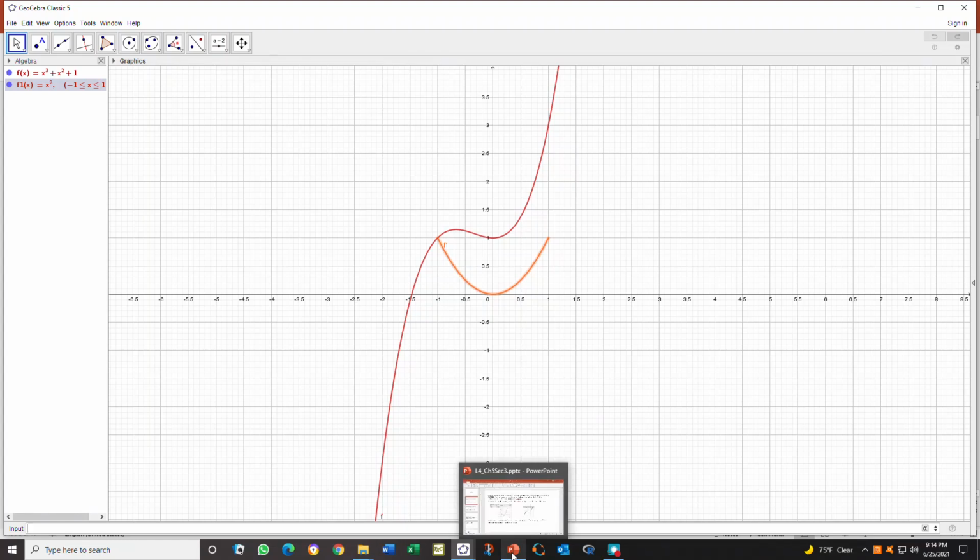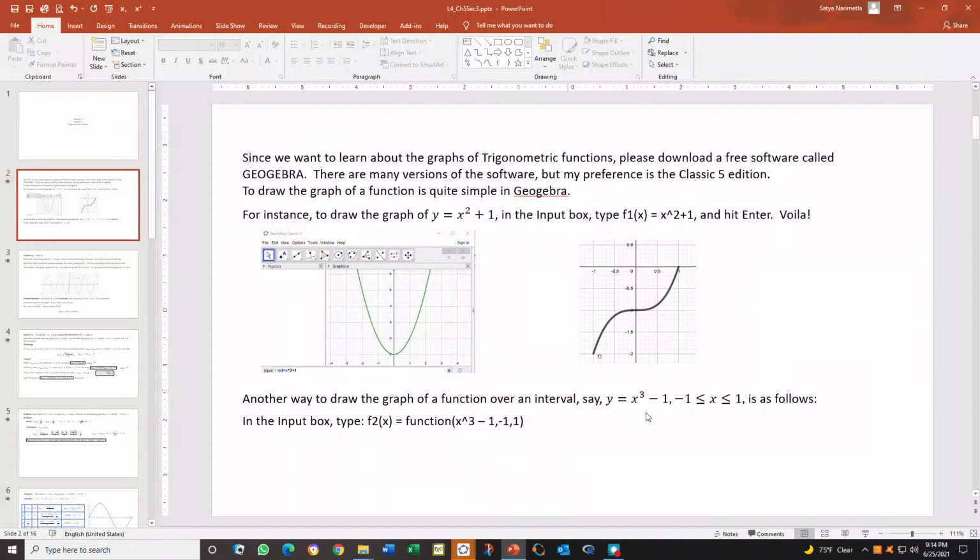Cool. So let me get back to my PowerPoint. What did I say here? Let's quickly go. For instance, to draw the graph of y equals x squared plus 1, in the input box, this is what I showed you, right? Type f1 of x is equal to x squared plus 1 and hit enter. Voila. You see this graph.